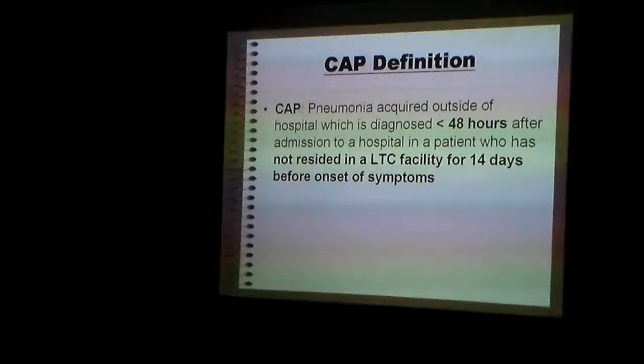Aspiration pneumonia, there's nothing much to explain about that. So community-acquired pneumonia, this is the definition. As the name suggests, you acquire it in the community, but the cutoff time period that you have to remember is pneumonia that is acquired outside of the hospital, and it is diagnosed less than 48 hours after being in the hospital. If a patient is diagnosed with pneumonia after 48 hours, it's hospital-acquired pneumonia, okay?